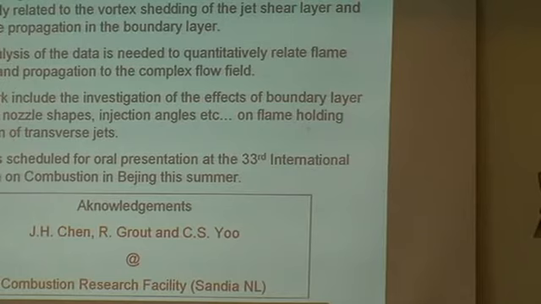Another way to think of it is that the base of the flame is propagating against this high velocity. If it's too high, it won't stay there. It will blow off. It may be a little bit of both.